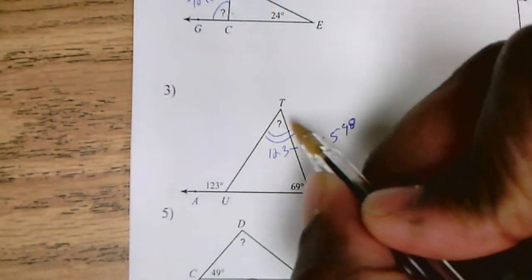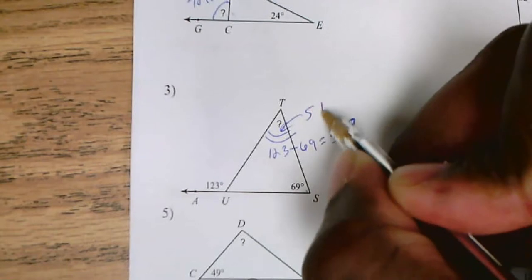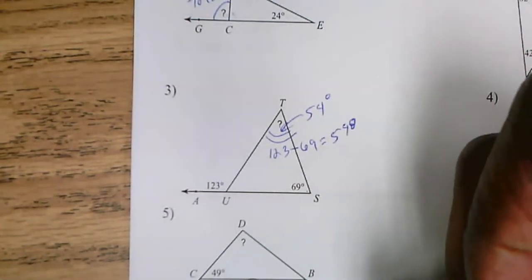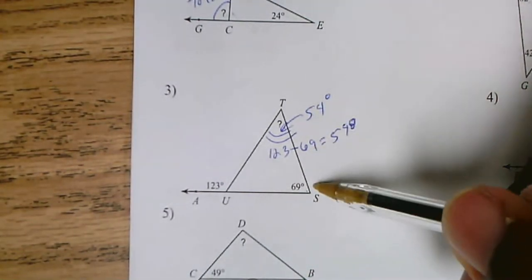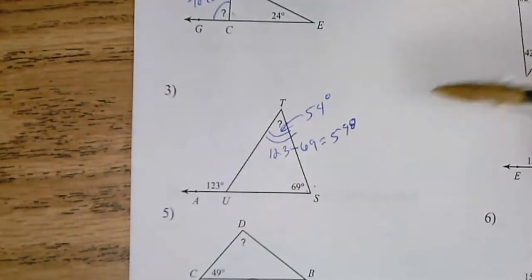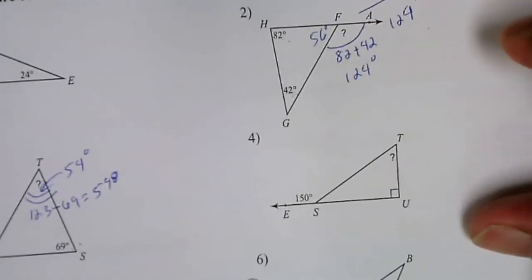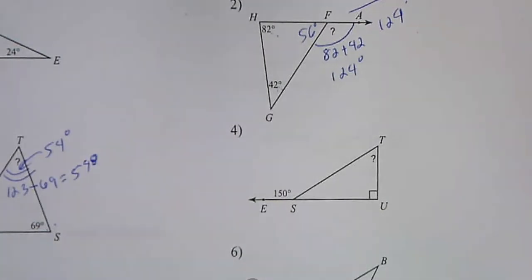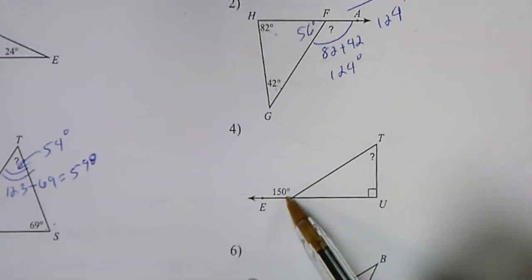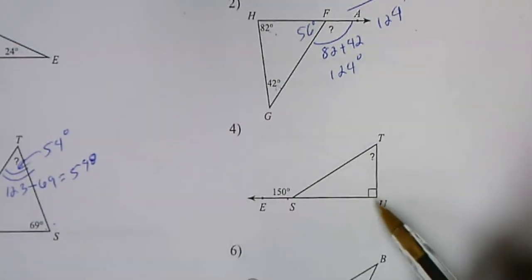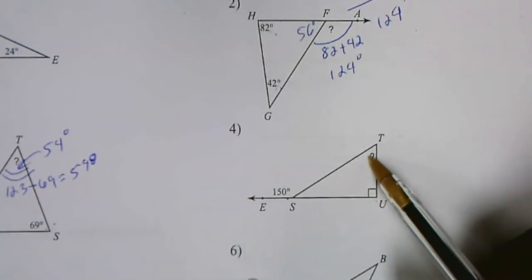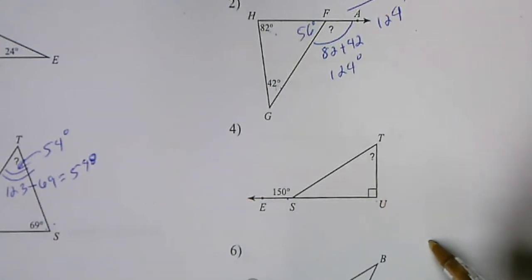So that means this angle here has to be 54 degrees, because 54 plus 69 will give you 123. Let's try a new one. In this picture, they said the exterior angle was 150, interior angle is 90. You have to find the angle left. Pause the video and try it on your own, and see if you come up with the measure of that angle.